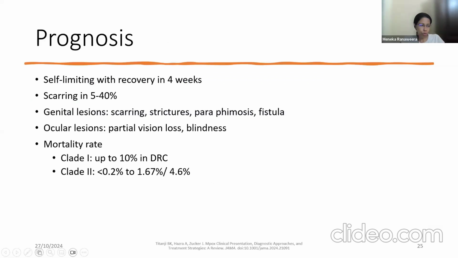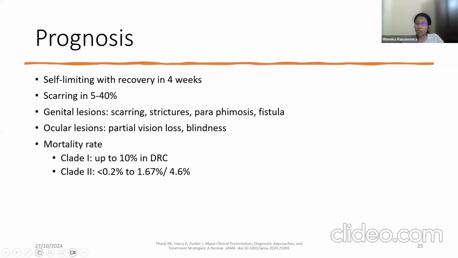So what do you think will happen to a patient? Generally, Mpox is a self-limiting disease with recovery in about 4 weeks. Scarring can occur in about 5 to 40%. However, in those with genital lesions, complications such as scarring, strictures, paraphimosis, and fistula can occur. So these need to be monitored and managed if present.